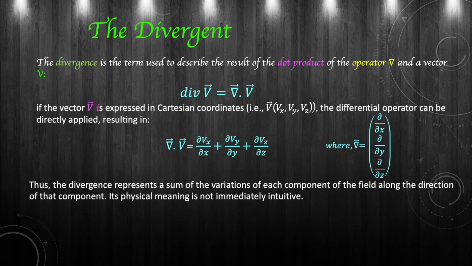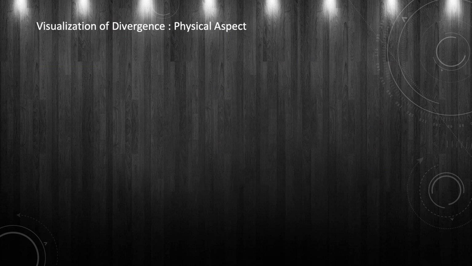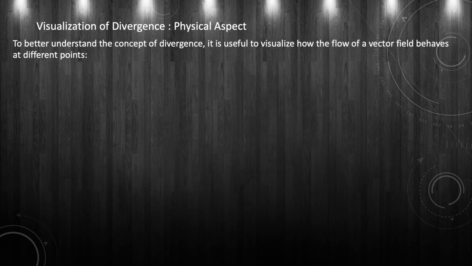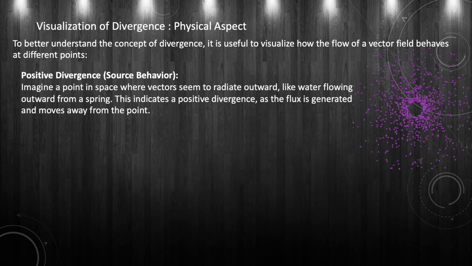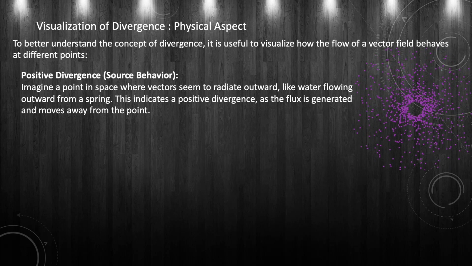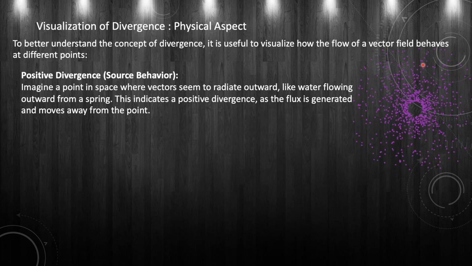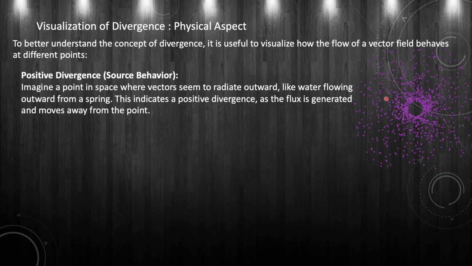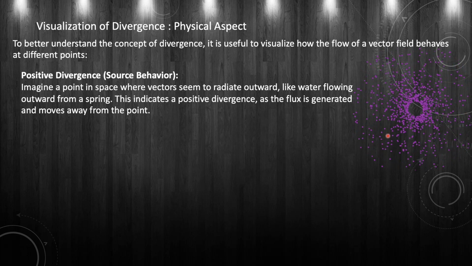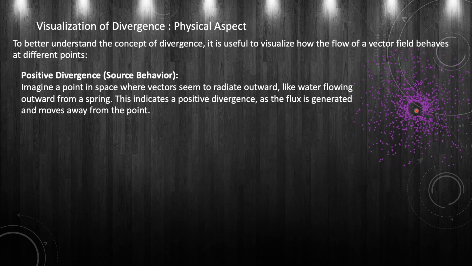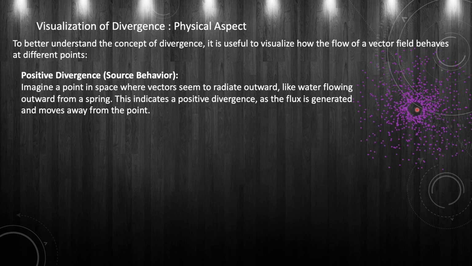The concept of divergence can be understood by analogy with fluids. To better grasp the concept of divergence, let us visualize how the flow of a vector field behaves at different points. Positive divergence, source behavior. Imagine a point in space where vectors radiate outward, similar to water flowing from a spring. This corresponds to positive divergence, indicating that flux is being generated and moves away from the point.